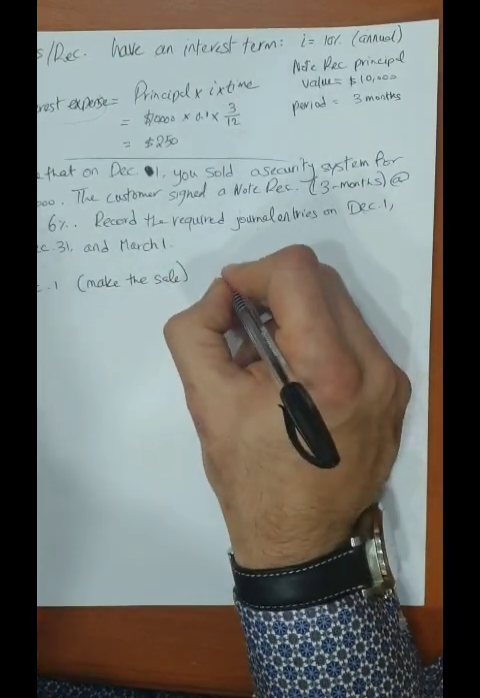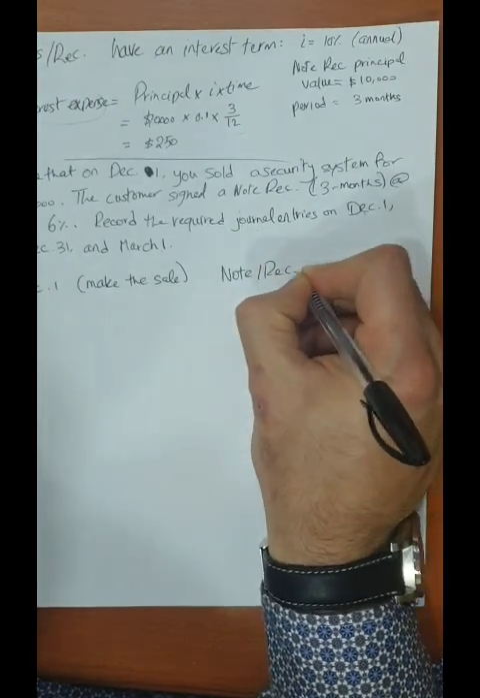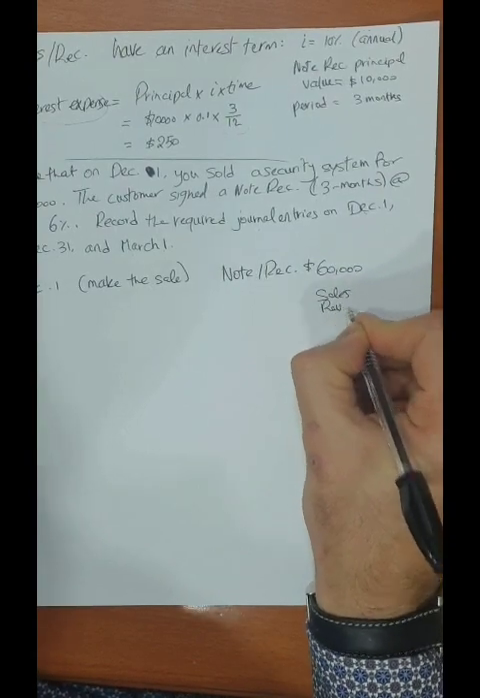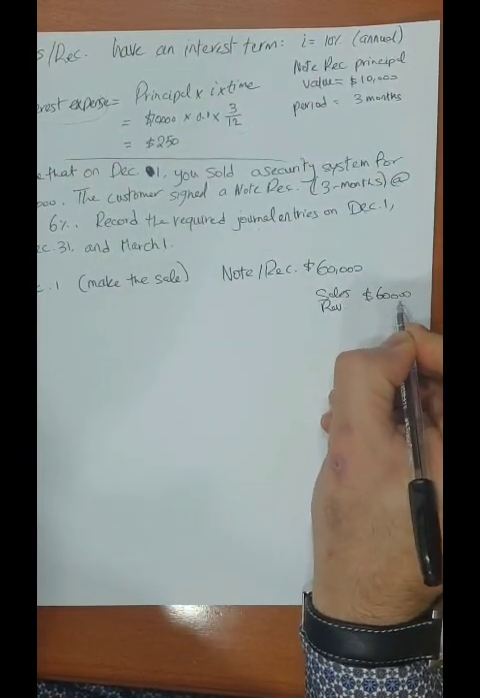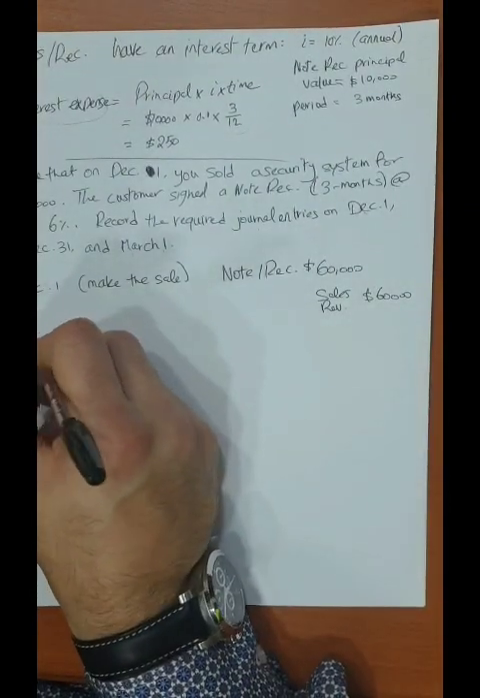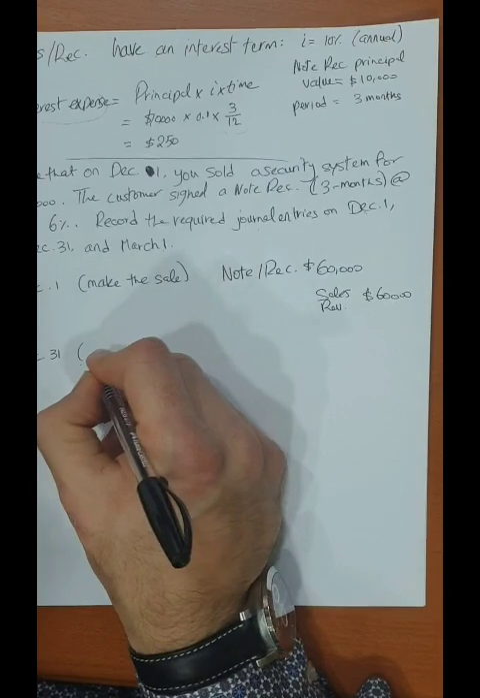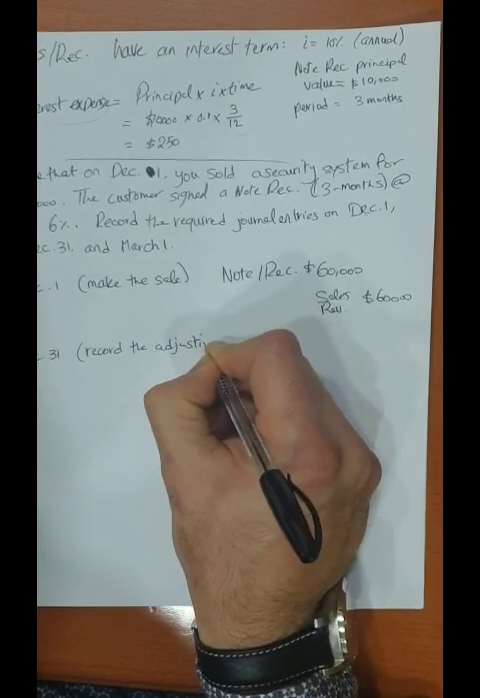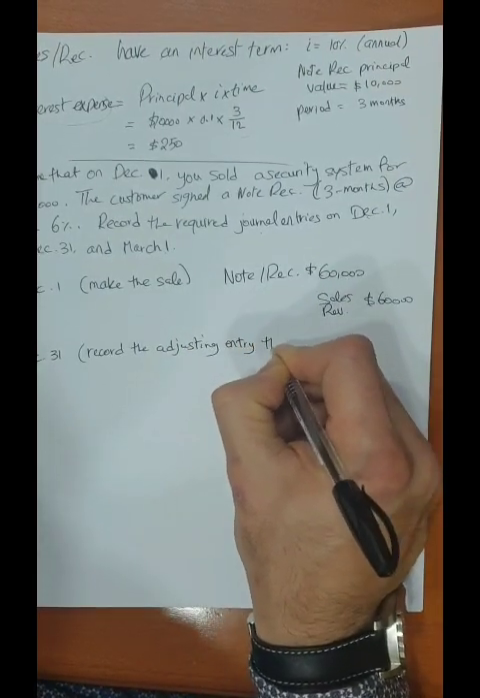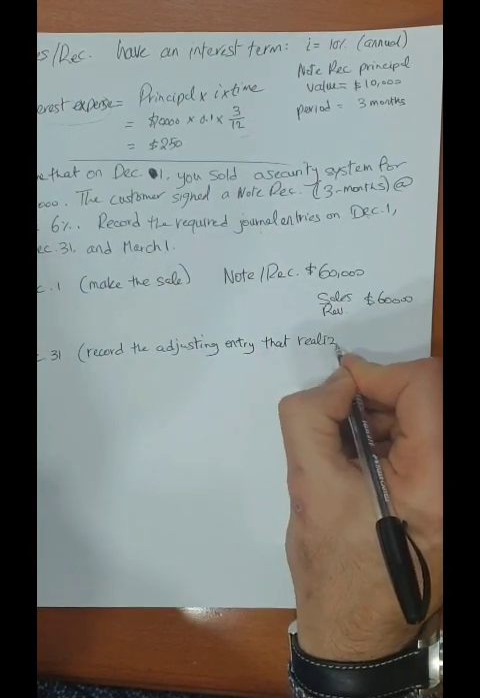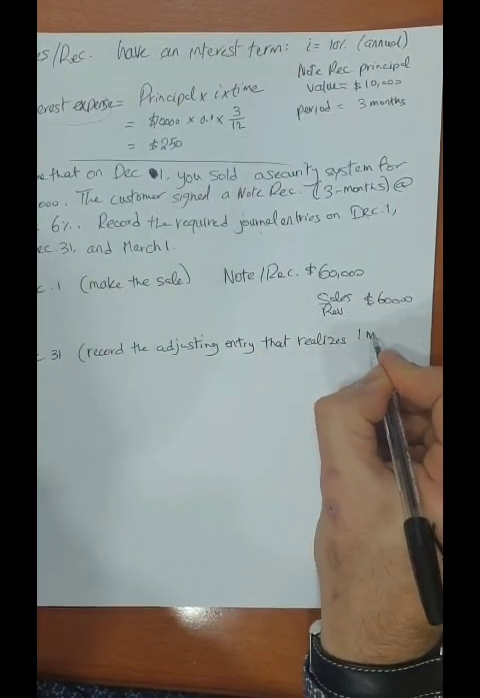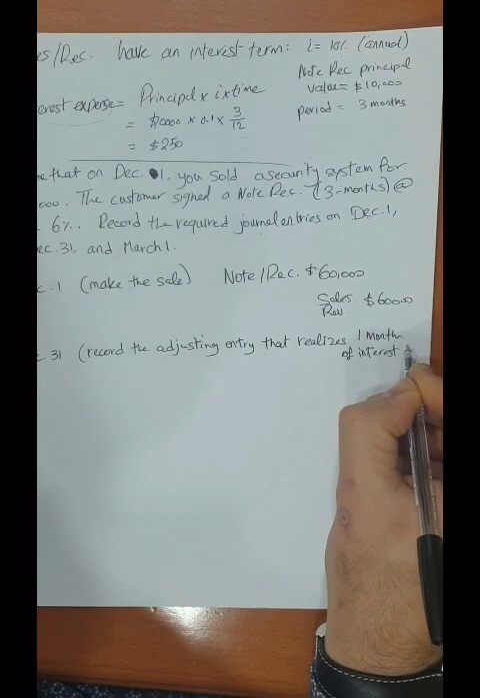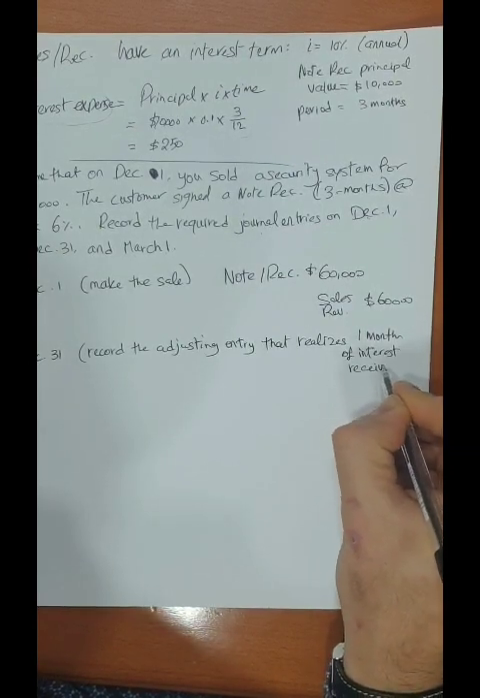And this is very straightforward. So you have a note receivable, the value of it is $60,000, and this is a sales revenue for the same amount, right? Okay. On December 31, you need to record the adjusting entry that realizes 1 month of interest receivable.